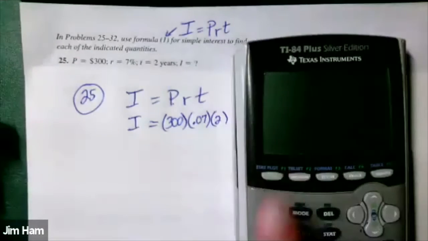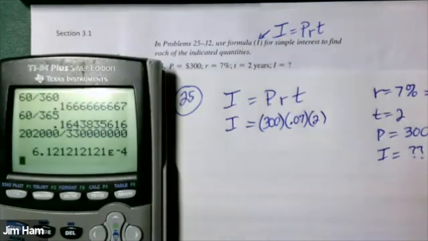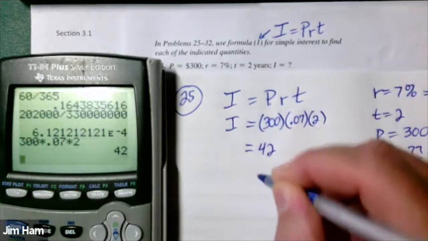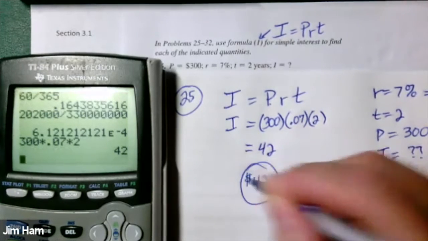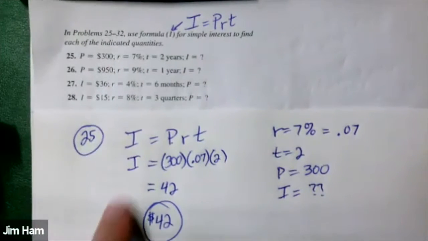So that's it. Just make sure that your answer is appropriate. That means it has a unit attached to it. If it's a dollar amount, pennies and cents. So 300 times 0.07 times 2 equals 42. So $42 in interest. So if you were loaning someone $300 and they kept that money for 2 years, at the end of the 2 years you can expect your full $300 back, and you can also expect interest in the amount of $42.